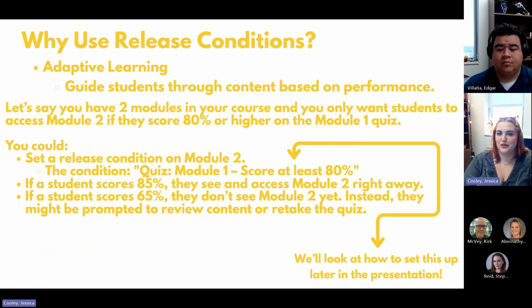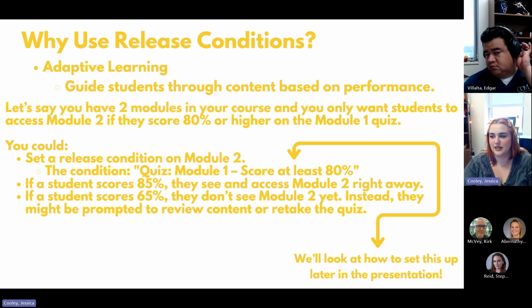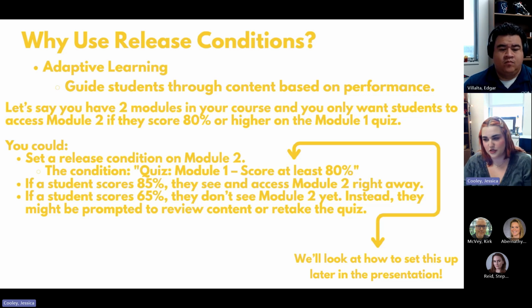All right, so why should you use release conditions? I would say first and foremost, adaptive learning. Basically, that means guiding students through content based on the performance they're showing in your course. Let's say you have two modules in your course and you only want students to access module 2 if they score 80% or higher on the module 1 quiz. You can do this very simply by setting a release condition on module 2. The condition would be that on the module 1 quiz, they need to score at least an 80% or higher.